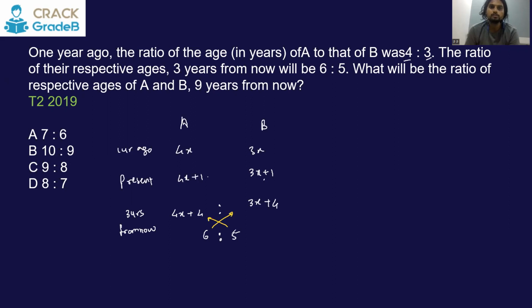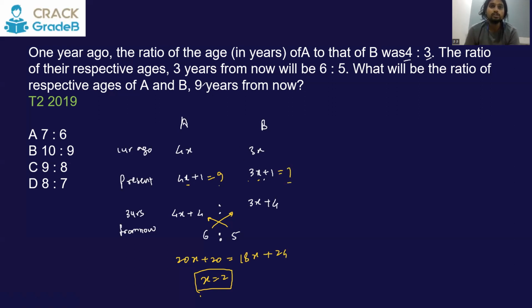You have to again do the cross multiplication. It becomes 20x plus 20 is equal to 18x plus 24. 2x is 4. X will be equal to 2. So if you put x is equal to 2 here, presently he is going to be 9 years old. And x is equal to 2 here. Presently he is 3 into 2, 6 plus 1, 7. Presently A is 9, B is 7.